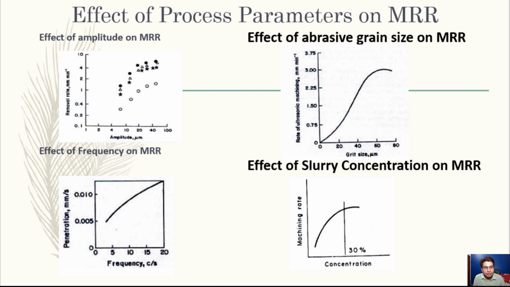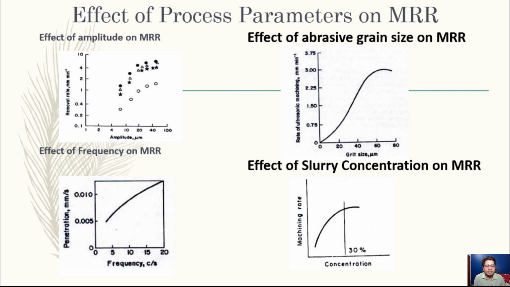Second, the effect of frequency on MRR. With increasing frequency, MRR increases up to a certain point. After that, it may saturate or it may decrease. Now, the frequency used for the machining process must be the resonant frequency to obtain the greatest amplitude at the tool tip and thus achieve the maximum utilization of the acoustic system. This was the effect of frequency.